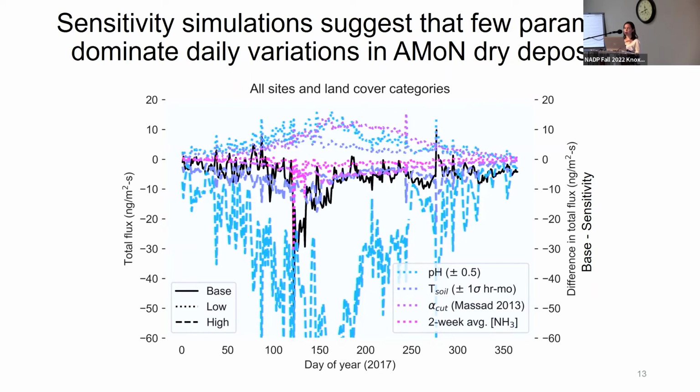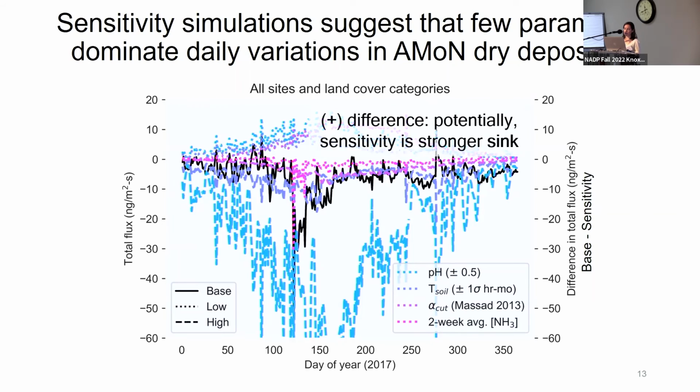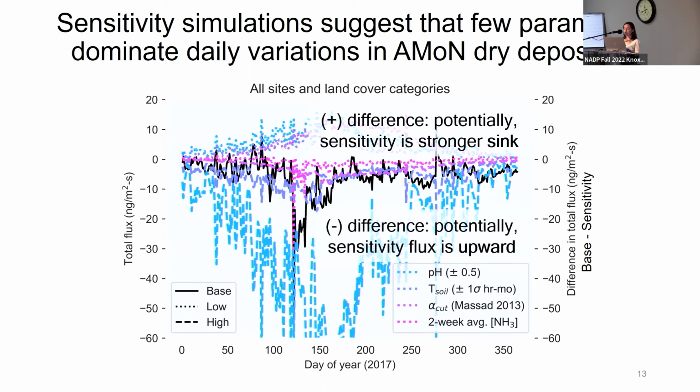Okay, and so I think that because the base values can be negative, this plot can be a little bit counterintuitive. So I just want to step through that. A positive difference between the base and the sensitivity could potentially indicate that the sensitivity is a stronger sink than in the base case, whereas a negative difference could indicate that the sensitivity flux is more evasive or there's greater re-emission of ammonia.